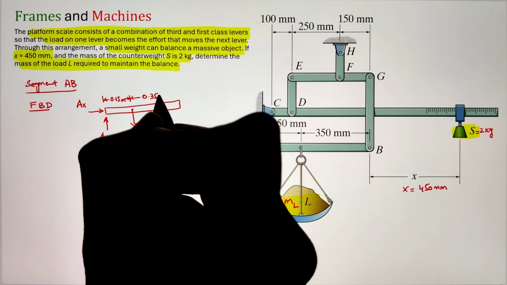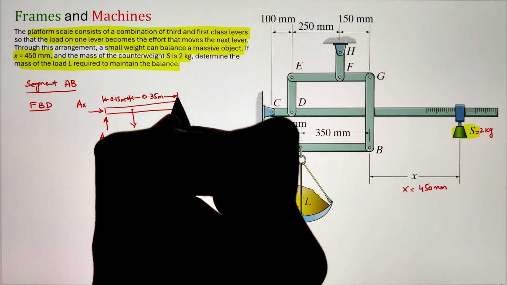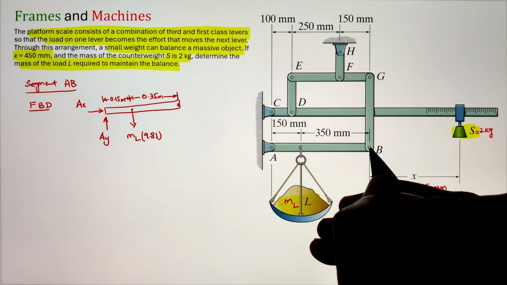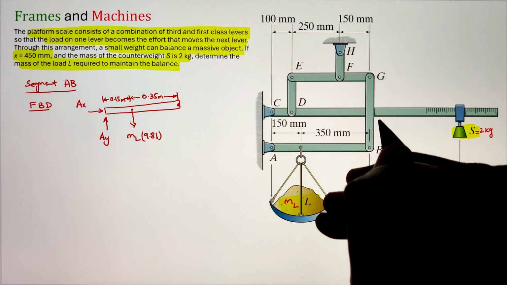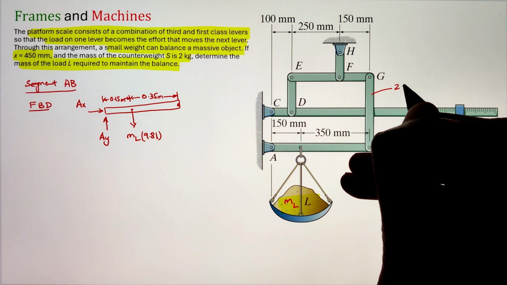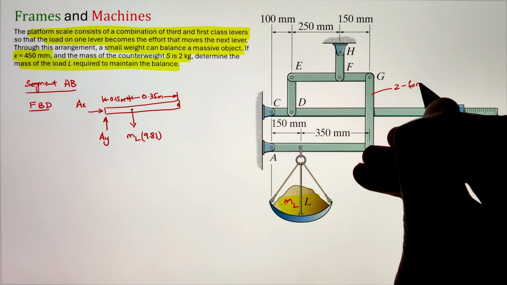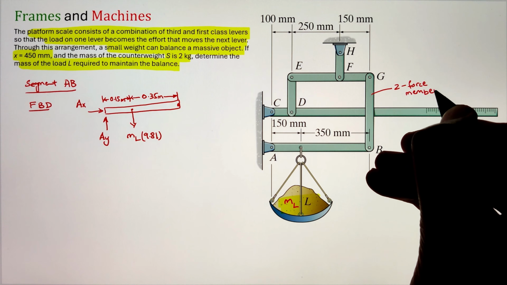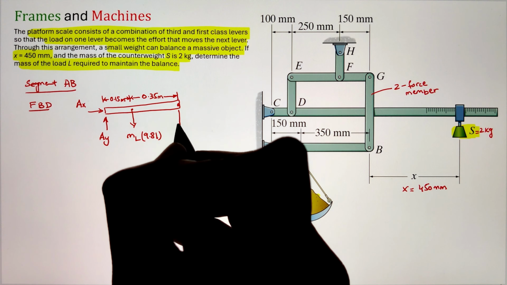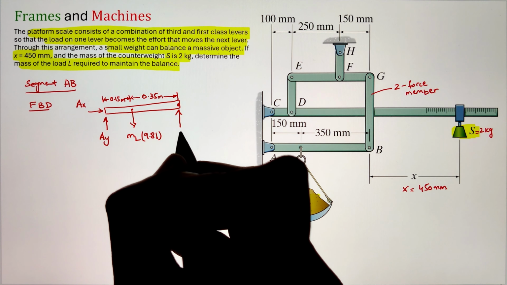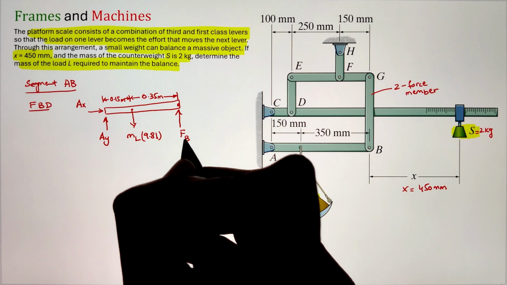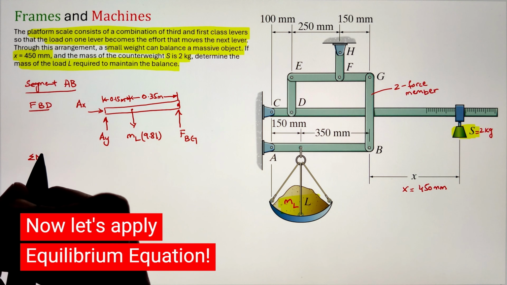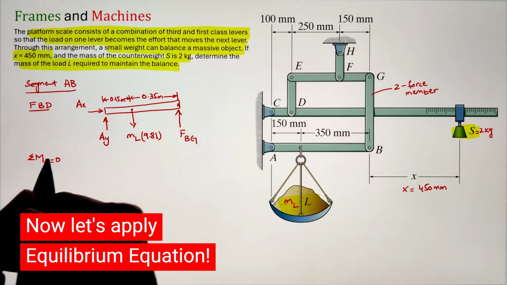And finally, at point B, since it is pin connected and our member BG is a two force member, the force will be acting along the axis of the member. In this case, I'm selecting it going vertically upward. So once we have developed our free body diagram, we can go ahead and start applying our equilibrium equations to figure out the value of FBG.